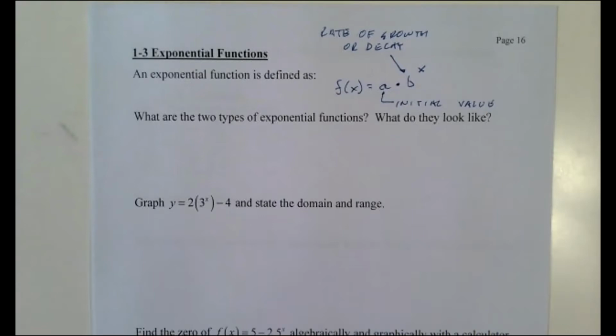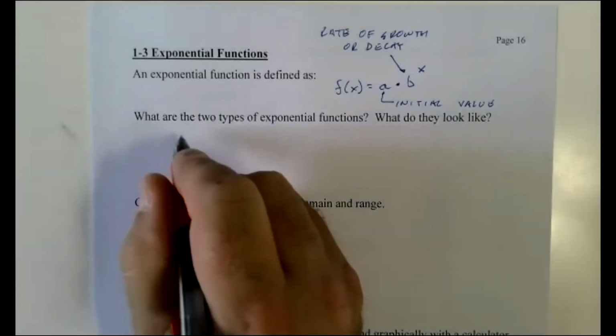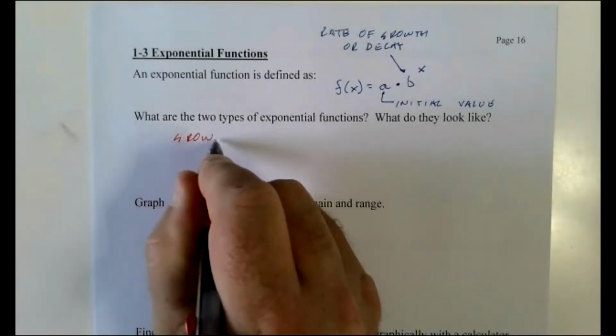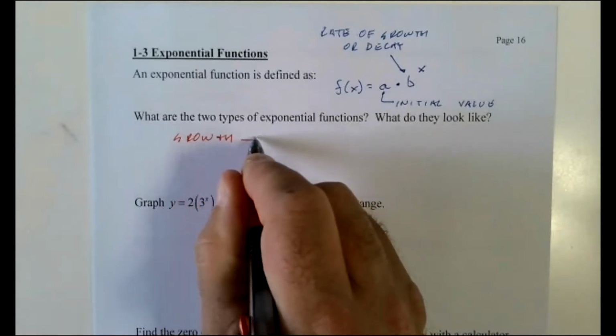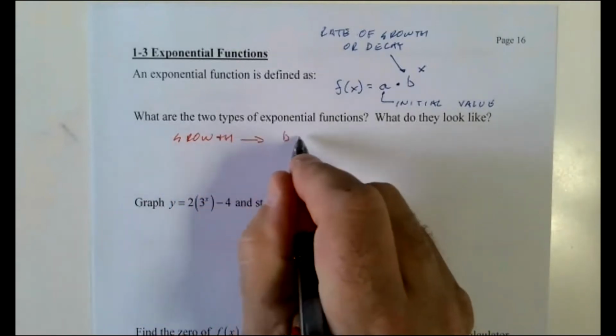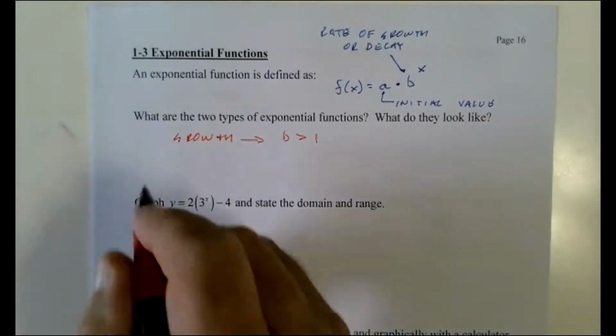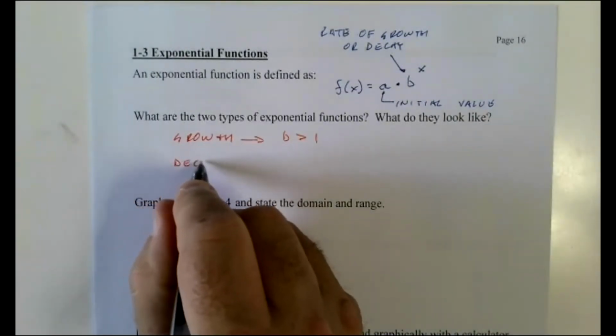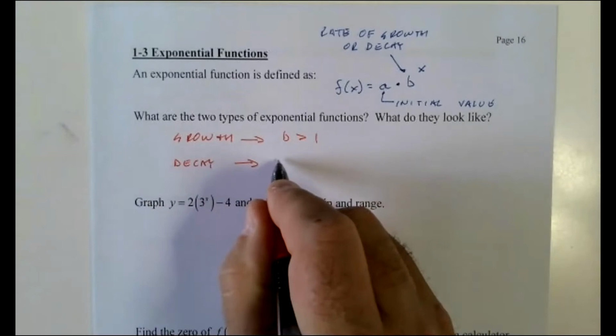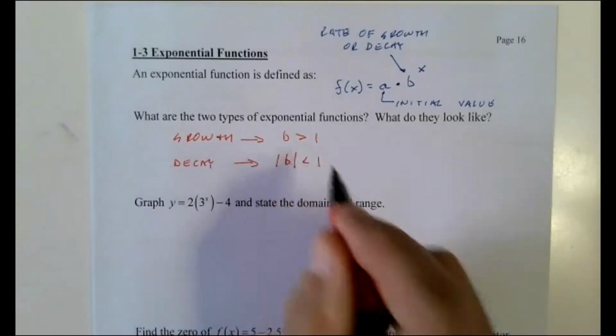So what are the two types? We got growth, and that's where b is going to be greater than 1. And you got decay. That's where the absolute value of b will be less than 1.